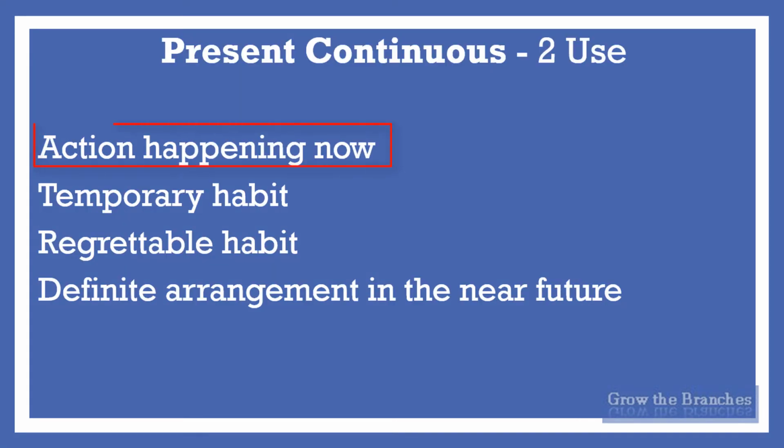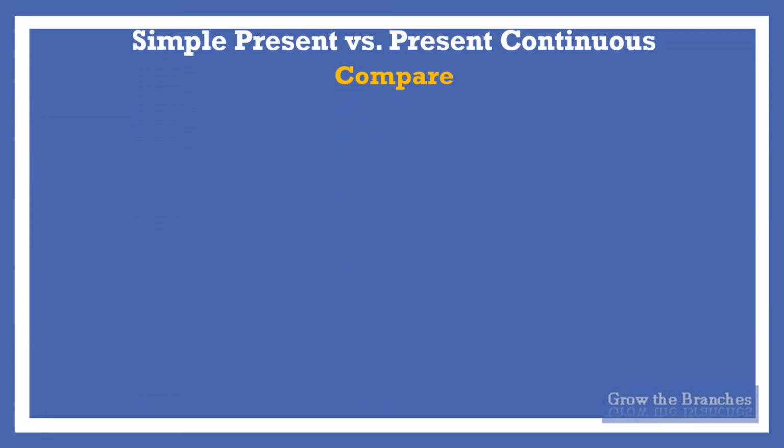So, we use the present continuous to express an action happening now, a temporary habit or situation, a regrettable habit, or a definite and personal arrangement in the near future. Before ending this video, there is another important point that we need to see. Let's compare for more practice when we use the simple present and when we use the present continuous. Please look at the following sentences carefully and tell the difference.